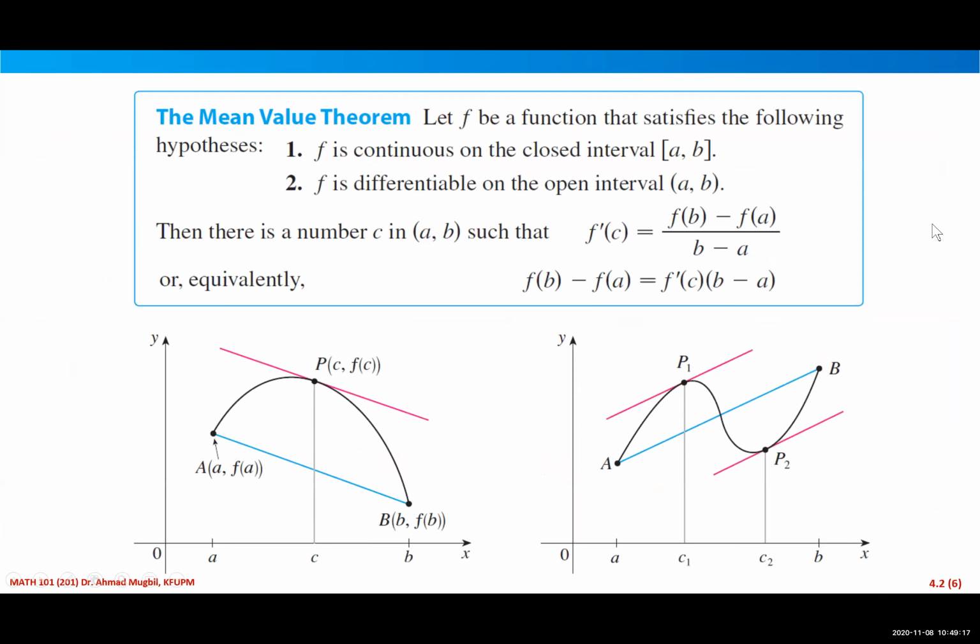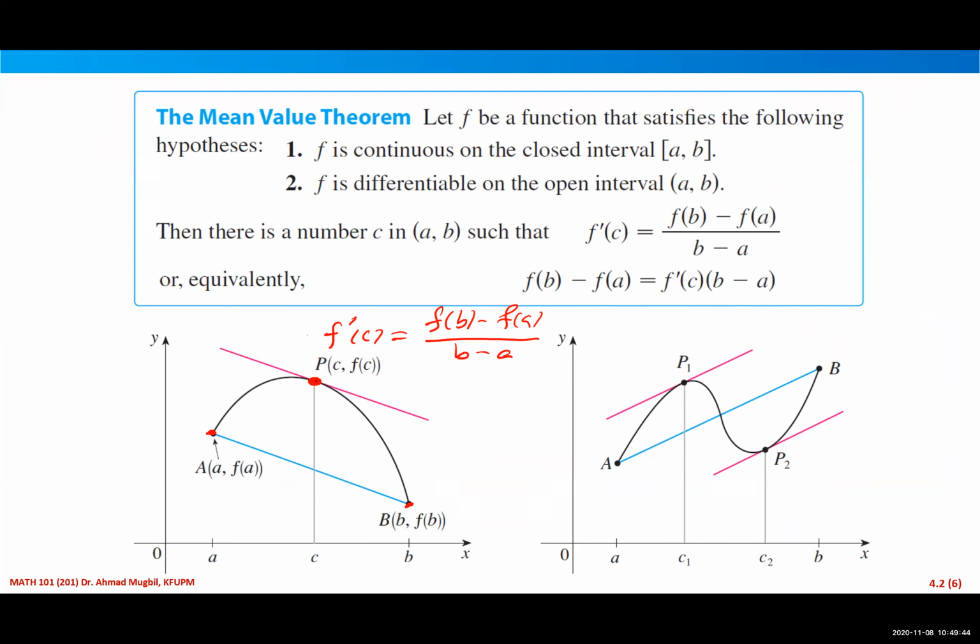If you want to understand the geometrical meaning of this theorem, it is not difficult. This is f of c. This is the derivative at c, equal to f of b minus f of a over b minus a. And this is f of a, and this is f of b. This is a, this is b. What is the meaning of that? When this derivative equals this, here, this is a tangent line.